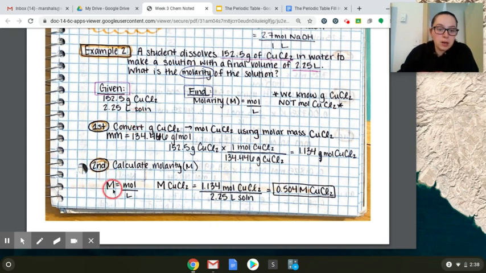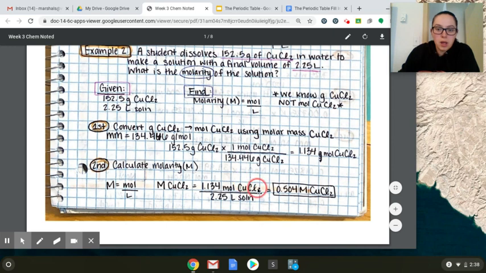So molarity is equal to moles over liters. So that's what I'm going to do. I'm going to put my 1.134 moles of copper 2 chloride on top. I'm going to divide that number by 2.25 liters of solution. Remember, that's what we had in the problem right up here. And when I calculate this out, I'm going to get 0.504 molar copper 2 chloride. Okay, so that just tells me that in 1 liter of solution, I have 0.504 moles of copper 2 chloride.